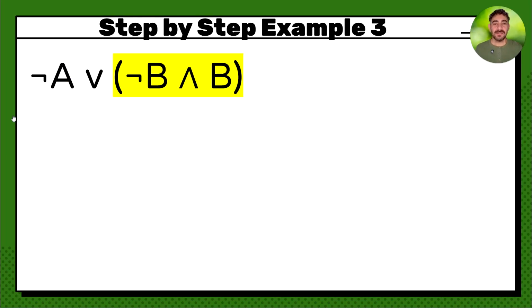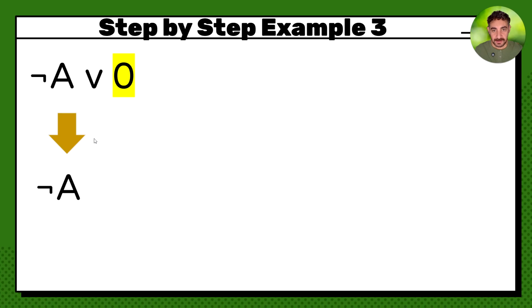So guys, now that we're left with just this part of the equation, we should be able to see that the complement law for AND would mean that not B and B should simplify to just false or 0, which then leaves us with just this. And using the identity law, then we should be able to say that not A or 0 is just not A.